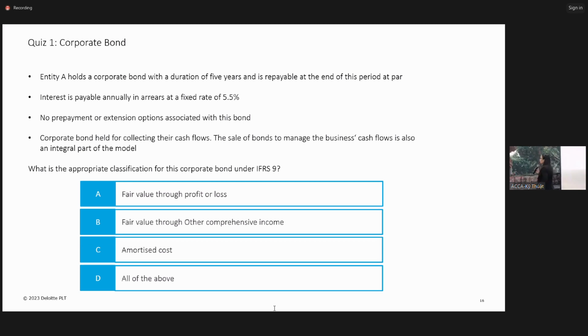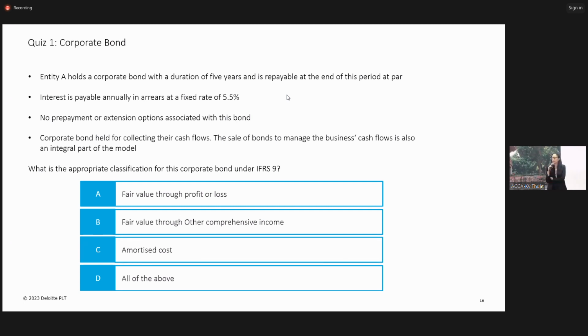So for the corporate bond, the entity holds a corporate bond with a duration of 5 years and is repayable at the end of the period at par. Interest is payable annually in arrears at a fixed rate of 5.5%. There is no repayment or extension option associated with this bond, and the corporate bond is held for collecting its cash flow. The sale of bonds to manage the business cash flow is also an integral part of the model. So what do you think is the appropriate classification for this corporate bond under IFRS 9?